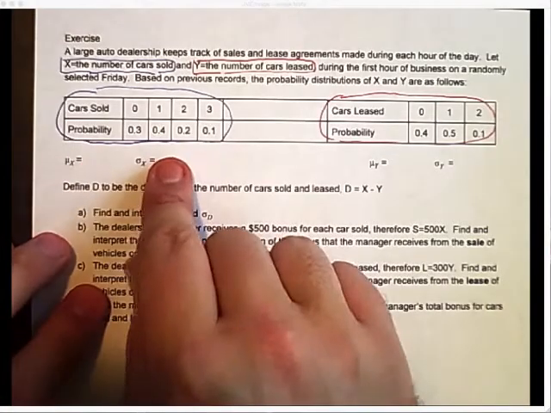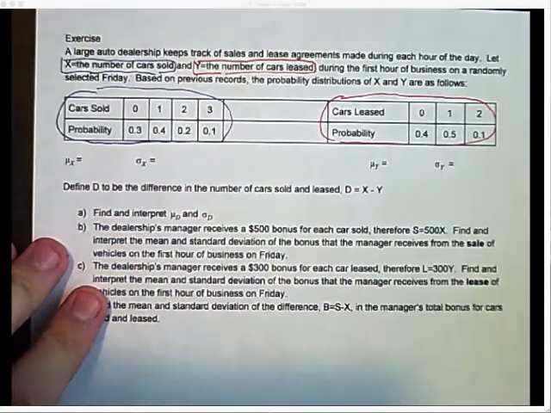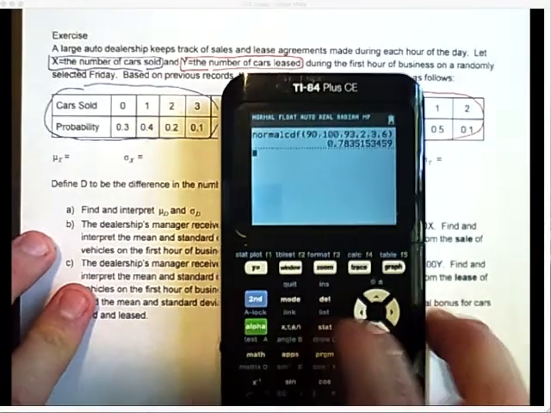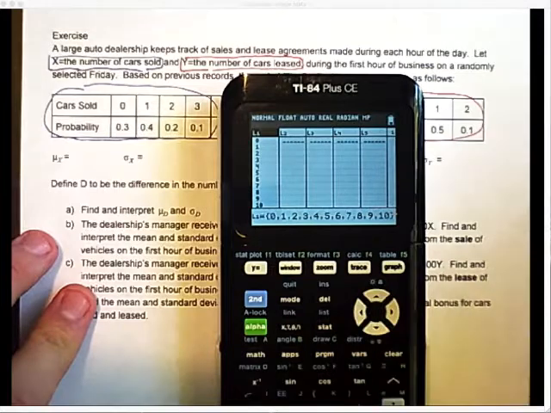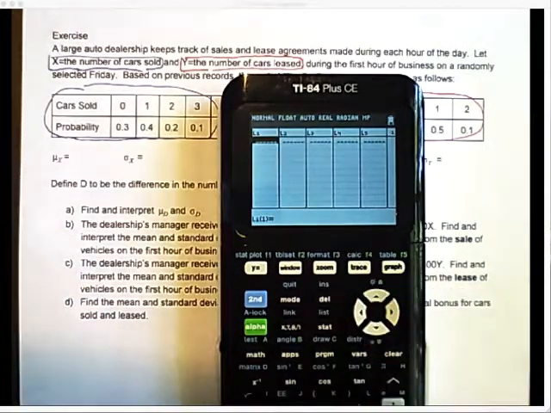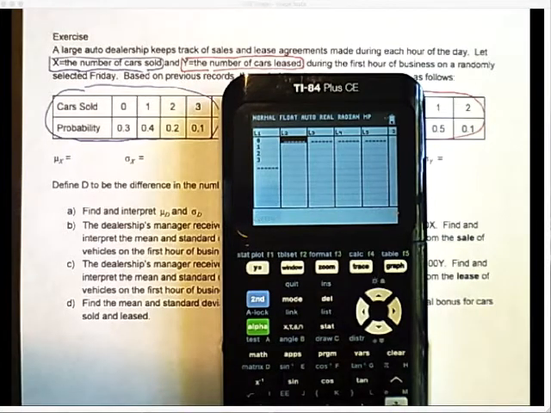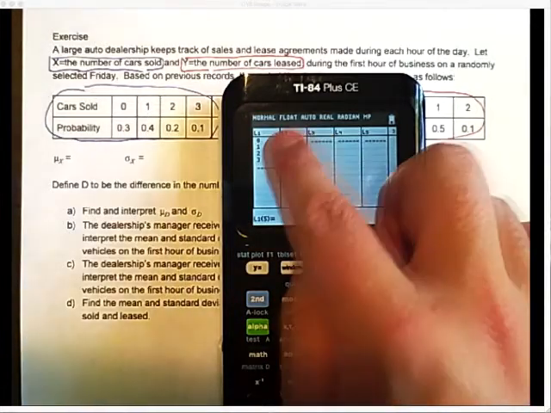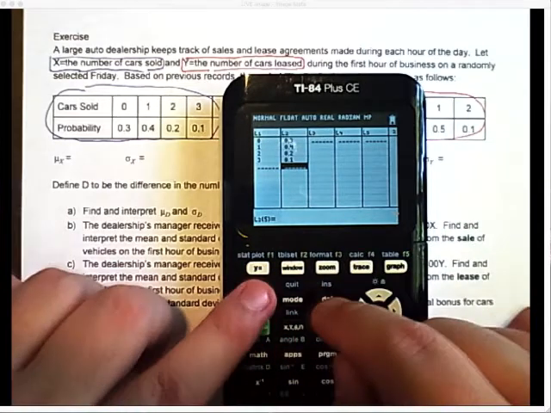How can we find the mean number of cars sold and the standard deviation of the number of cars sold? Well, we can use our calculator. Let's go under one of our lists and put the number of cars sold in list 1: 0, 1, 2, 3, and their probabilities into list 2: 0.3, 0.4, 0.2, 0.1. These numbers better add up to 1, and they do, to make it a valid probability distribution.